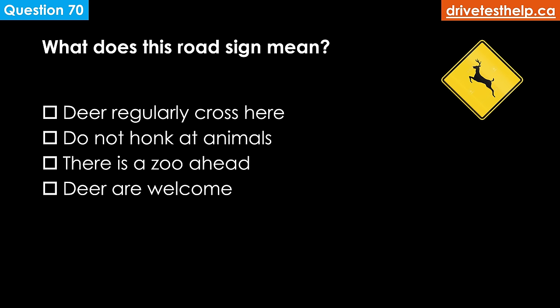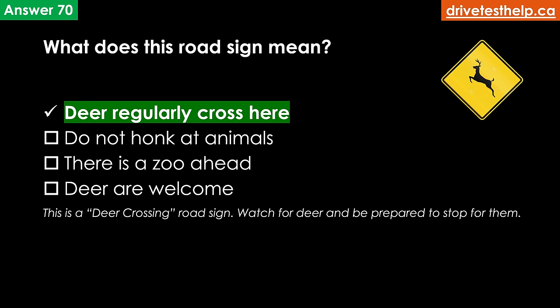What does this road sign mean? Deer regularly cross here. Do not honk at animals. There is a zoo ahead. Deer are welcome. The correct answer, deer regularly cross here. This is a deer crossing road sign. Watch for deer and be prepared to stop for them.